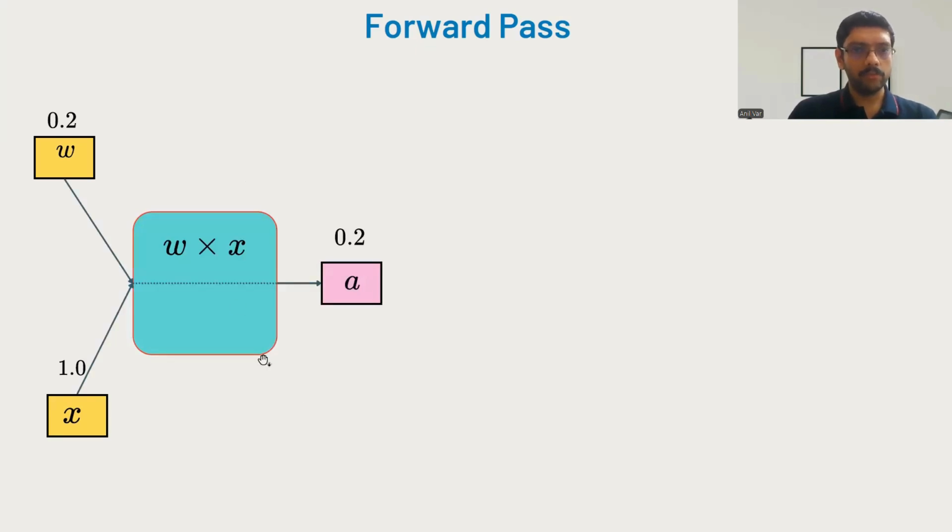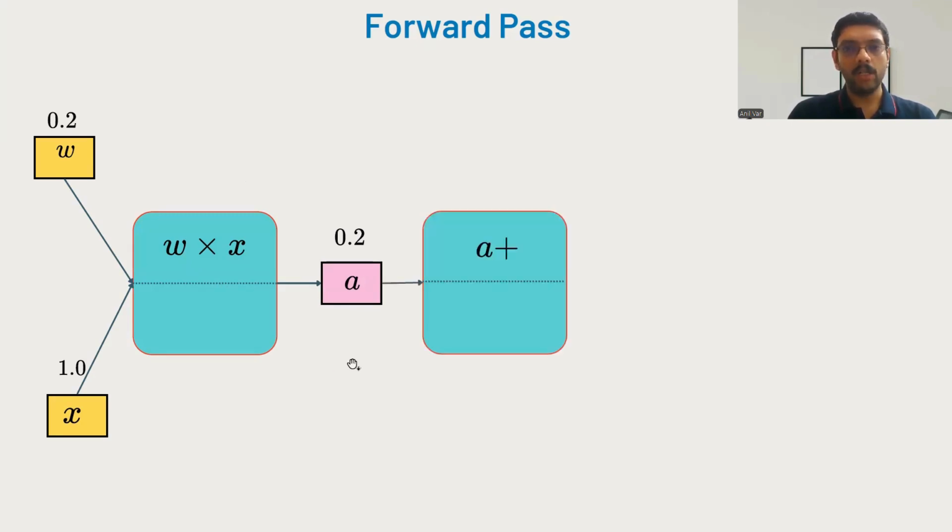So the first node is w times x, right? Which we represented there as w·x. So that is 0.2 times 1 in this case, which is 0.2. And that gives us the value a, which is our intermediate variable. Now, the next node was a plus b.